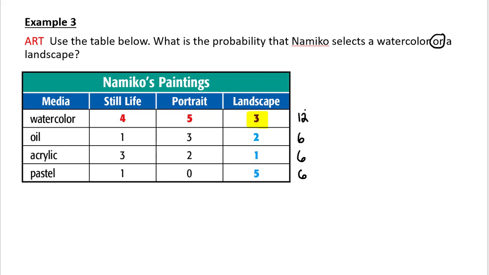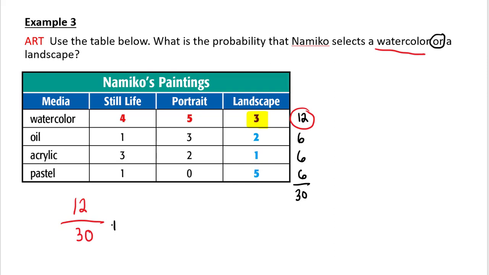So here, if I add all of these together, I have a total of 30 paintings that we're looking at. So I pick the probability of a watercolor. My dad draws watercolors. So the probability of a watercolor: I have 12 total watercolors.